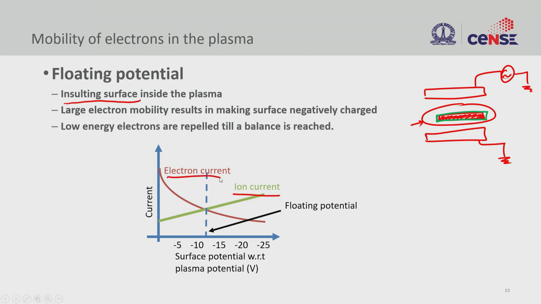Initially you only had electron current, right? So you slowly develop the electron current there, but once you reach a certain negative voltage, you start attracting ions, right? So now ions are coming in. These ions are also going to neutralize this and contribute to the potential there. So at some point both the electron current and ion current will neutralize each other, and that is what we call floating potential.